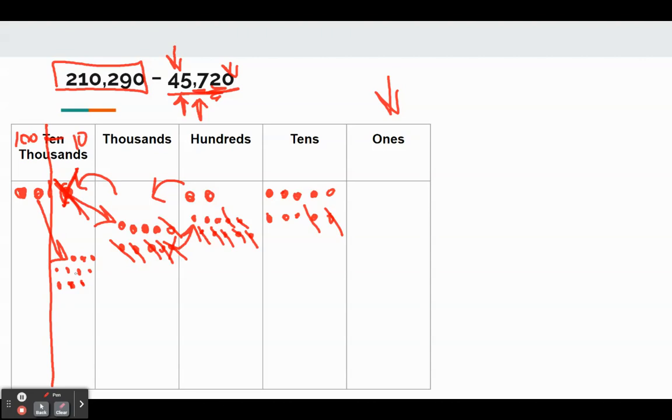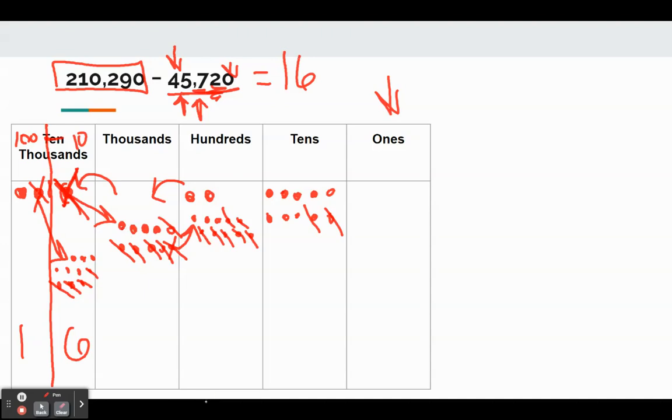Now I can take away my 4 10,000s. So I have 1, 2, 3, 4. All right, so now let's go ahead and see how many we have. If I look at my 100,000s, I have a 100,000. Oh, because I went ahead and took that one away. So I have 100,000. I have 1, 2, 3, 4, 5, 6 10,000s.